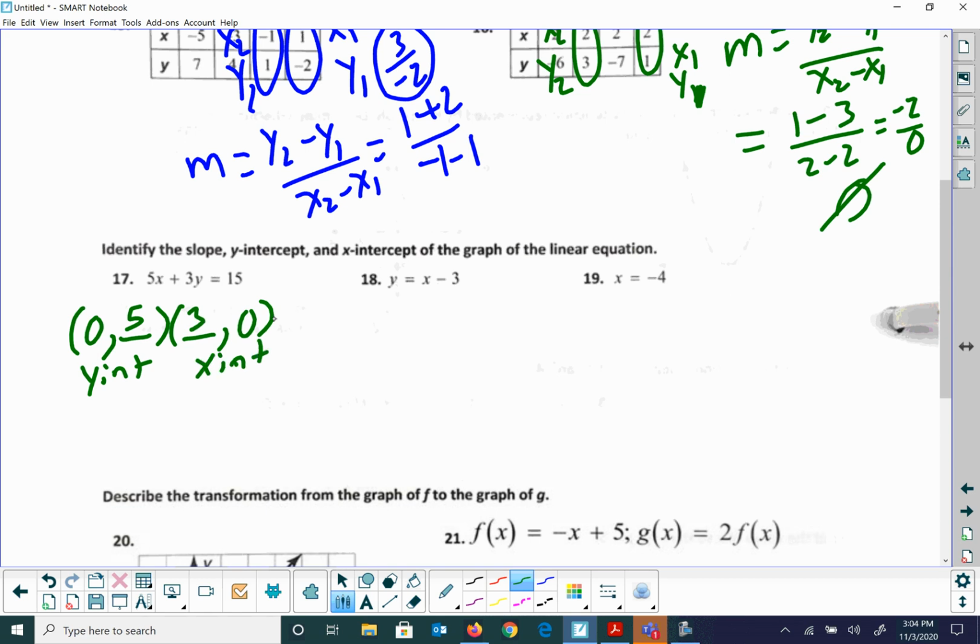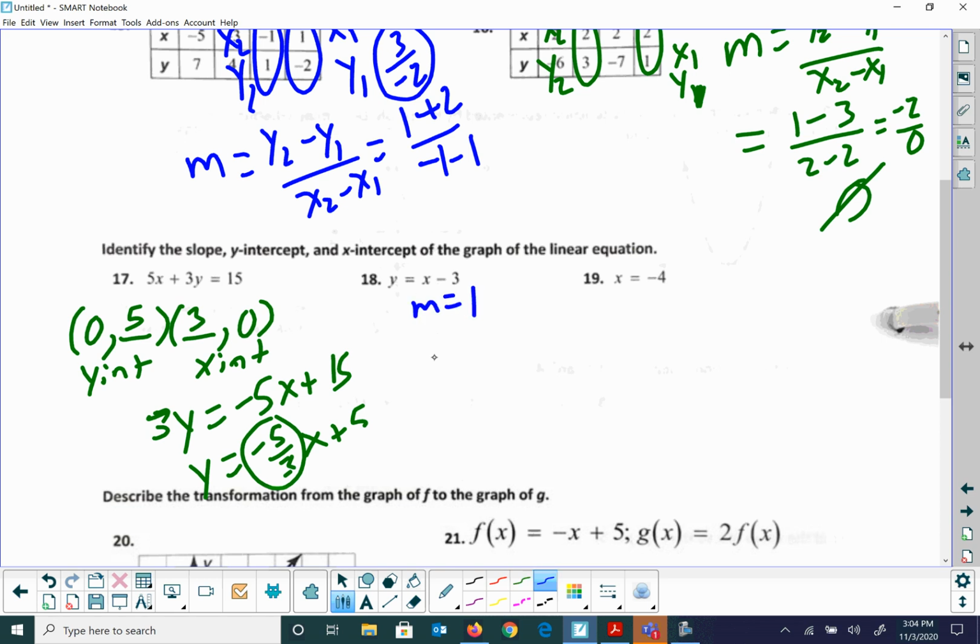And then I want to find the slope, so I need to solve this for y. So I'm going to subtract 5x from both sides, and then divide everything by 3. So my slope is right here, -5/3. This one's already set up to know what the slope is. The slope on this one is just 1. And then I could maybe do my cover method, but I might have to think through a little bit further.